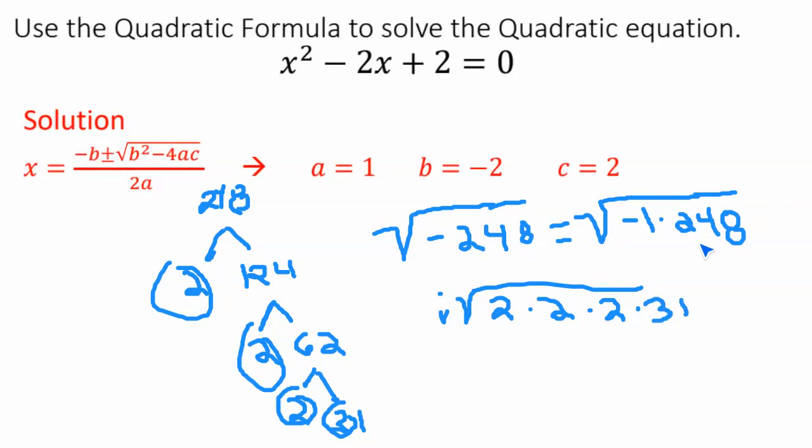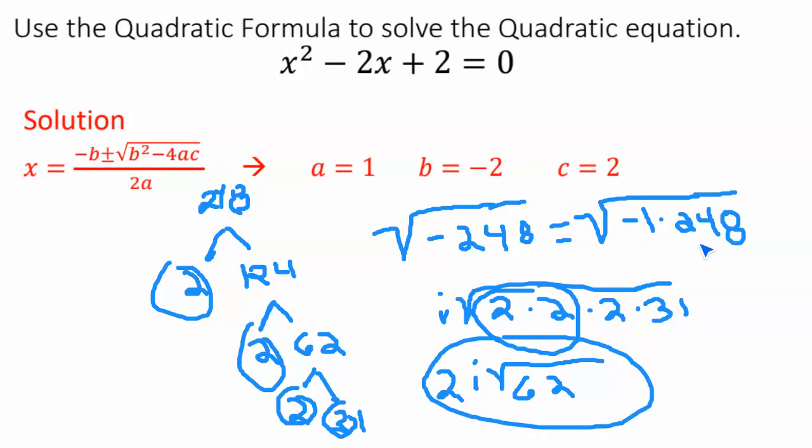Okay, so again, it's all about making pairs of numbers. So I have a pair of 2s that can come out. So that's the 2i. And then inside, since these two don't have a pair, I would multiply them back together. So that would give me the 62 that I had in front. So this is a great way, if you don't see the multiples right away, to do a prime factorization tree to simplify the exact answers of these radicals.